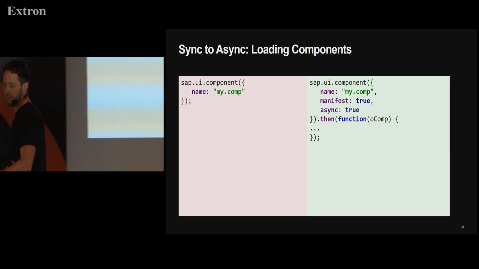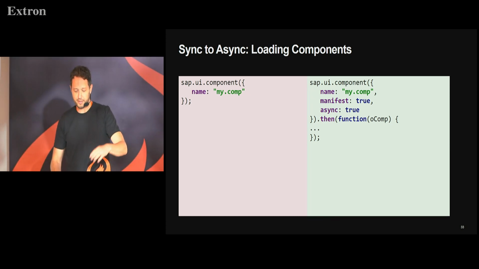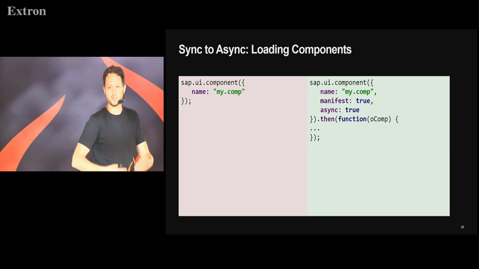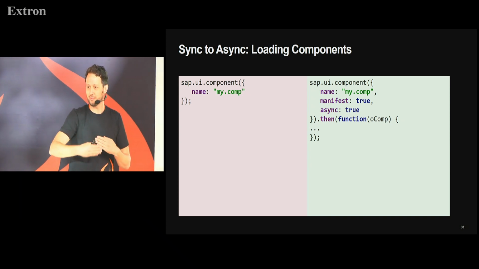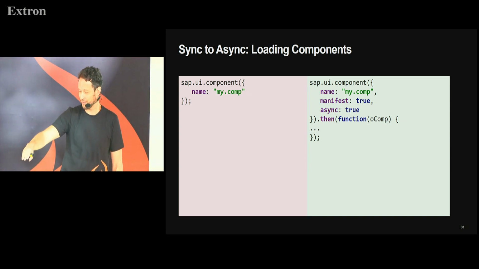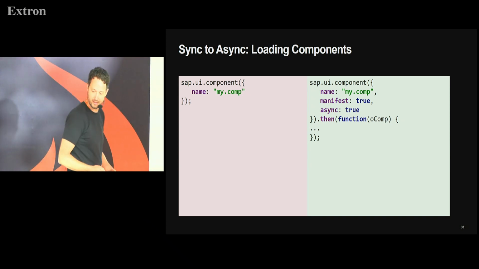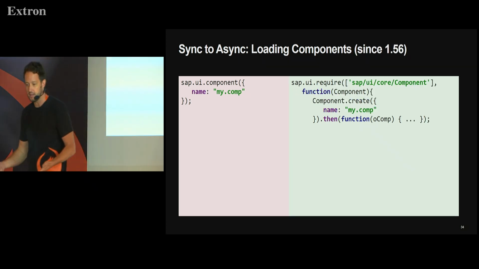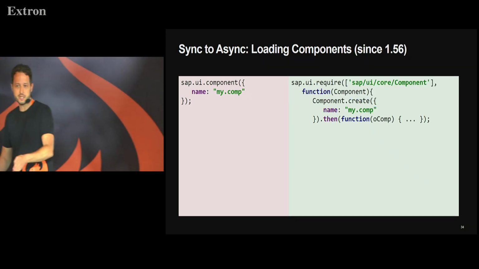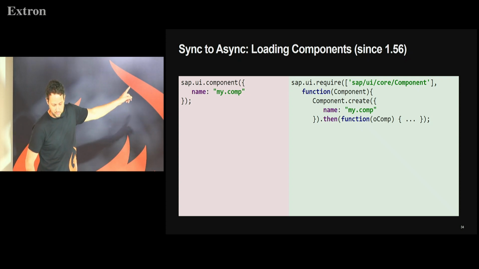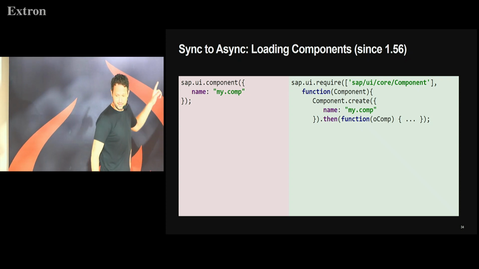So this was the manifest true, and then we wanted to do the whole thing async, so we had another API, and this was sort of how we built this over time, right? You can see the history of our decisions in this API, and this isn't great, so there's a new way to do this today. Since 1.56, you can create a component by using a new API.